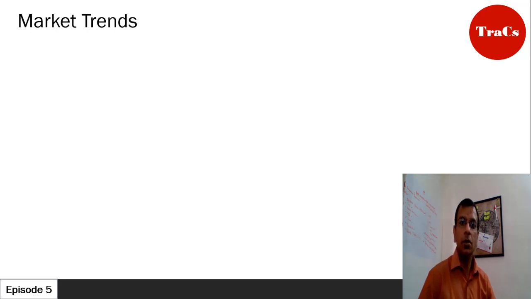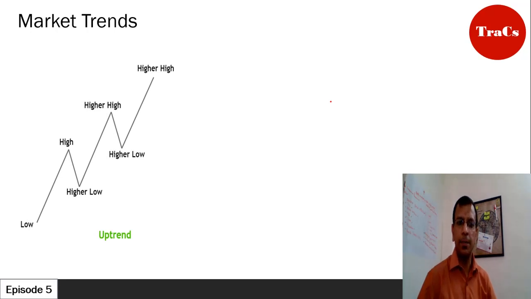Now, any stock moves either in an uptrend, in a downtrend, or in a sideways trend. Even if it's a very bullish market, no stock will move vertically upwards towards its all-time high, and even if it is an extremely bearish market, no stock will move vertically downwards towards zero. It will always move in a trend, either an uptrend or a downtrend, in a zigzag manner. Now, what is a zigzag manner? Let's look at it. Let's start with the uptrend.